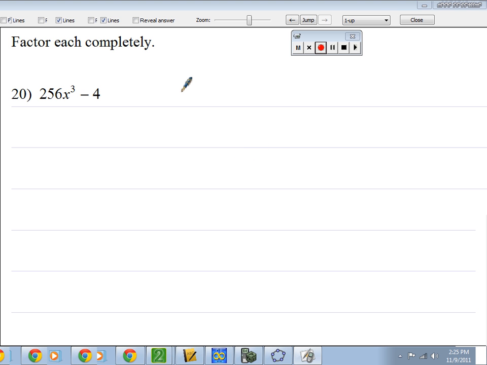You need to see that 64 is the same thing as 4 cubed. If you see that, it's legal to rewrite it as 4 cubed. Why is it 4 cubed? Because 4 times 4 is 16, 16 times 4 is 64. Those are squares. This is cube.